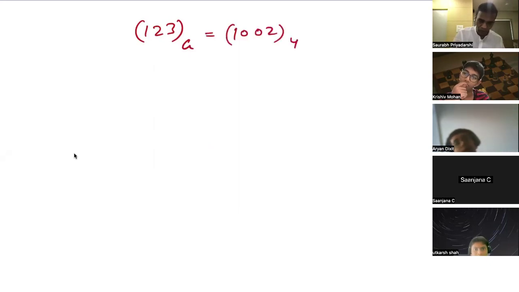If I'm writing 123 with base A is equal to 1002 with base 4. Find the value of A.